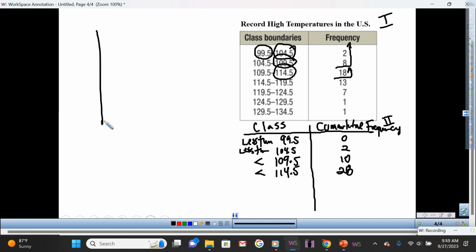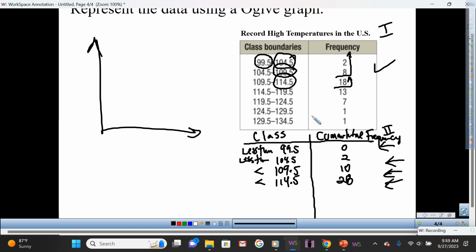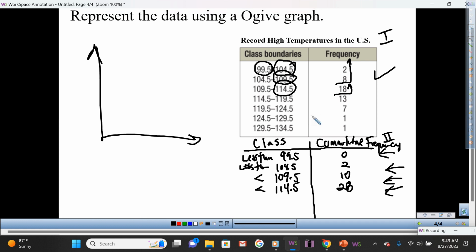You build the same graph, but this time, guess what? We only use this table. This table right here. We don't use this one anymore to graph our ogive. Okay? We'll stop right there, see how you do with your homework. Once again, it's only 2 problems represented in 3 different ways. If you don't get to the ogive, that's okay. We'll talk about that tomorrow during class.